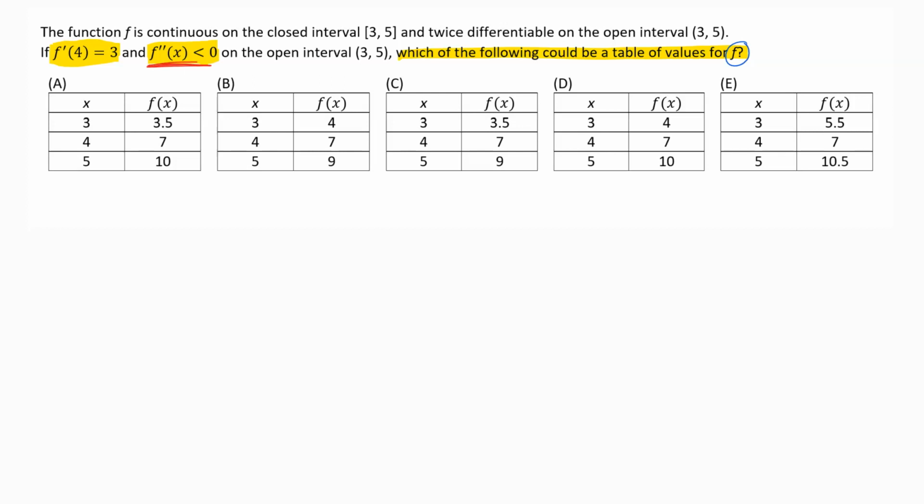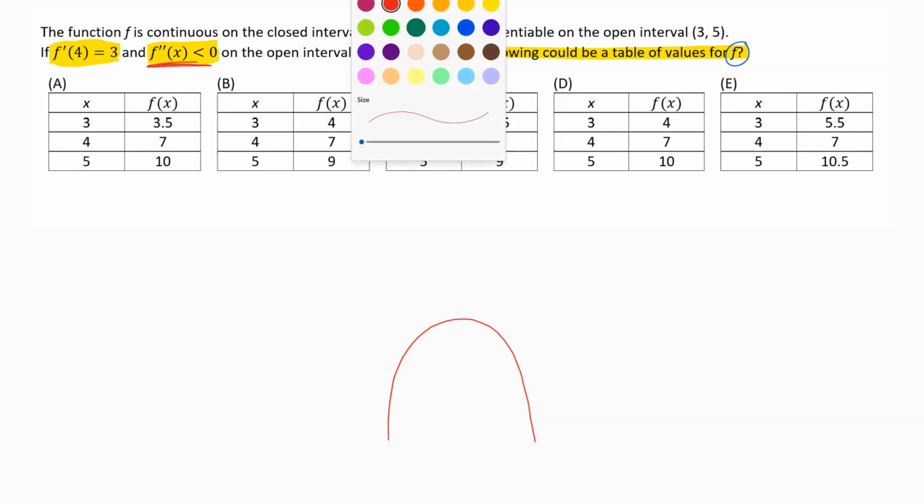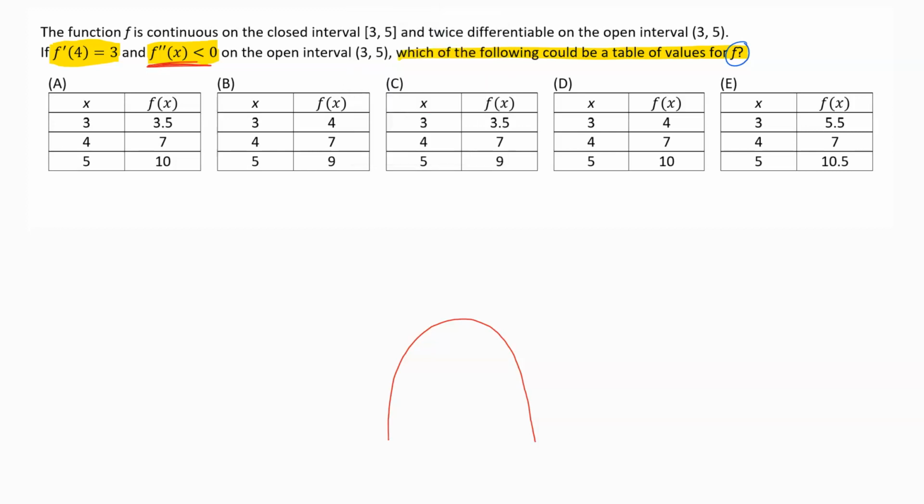So starting with this second derivative here, it's telling me the second derivative is negative. So a negative second derivative tells me that my graph is concave down. Then I know that I've got f prime of 4 is equal to 3. So that's a positive first derivative, which means my graph is headed up and increasing.